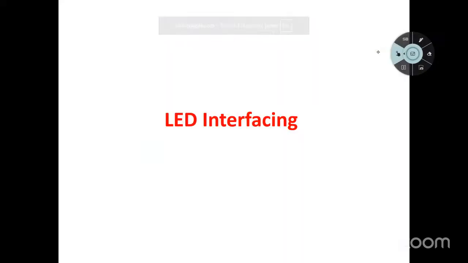LED interface same. With the LED plus, now you can connect the stepper motor, servo motor, you can connect the 7-segment displays, or you can connect the keyboard interface device. Okay.